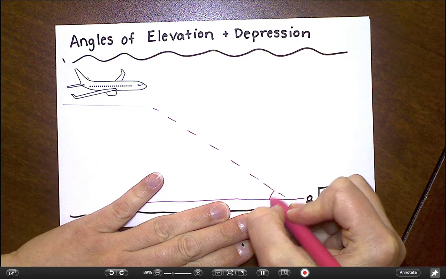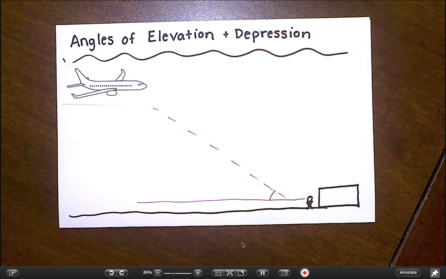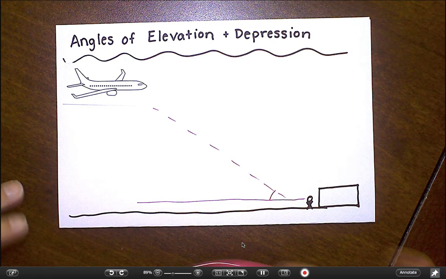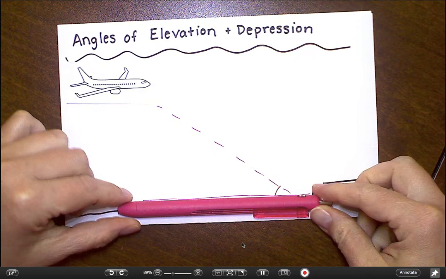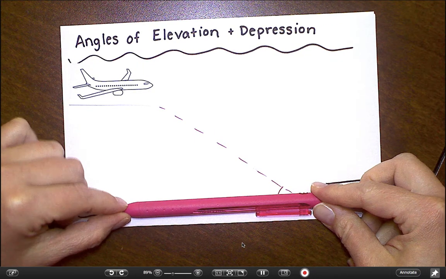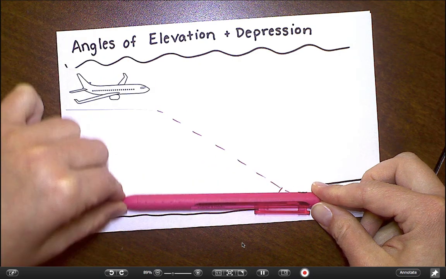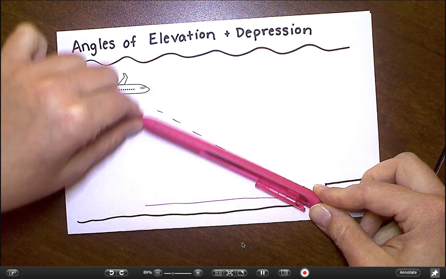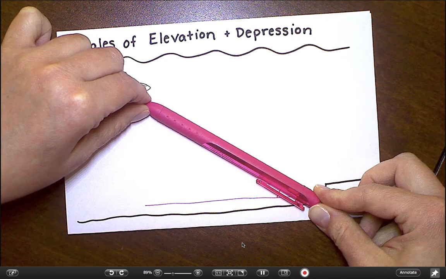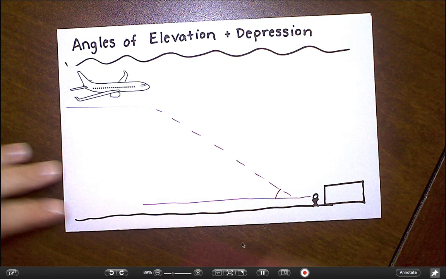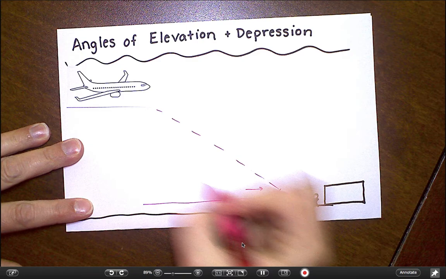This angle here that they're turning their head at, that's the angle of elevation. So you always think of it as from a horizontal line, if you're looking straight ahead and you turn your head upward, that angle that you're actually turning your head, that's the angle of elevation. Okay, so it's always measured from a horizontal line. So this angle is elevation.